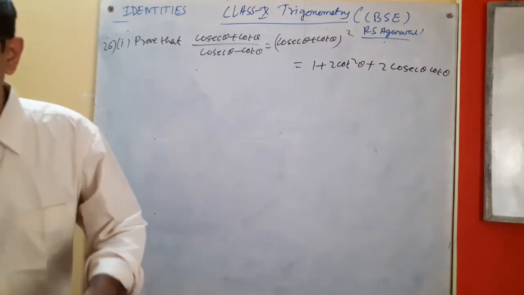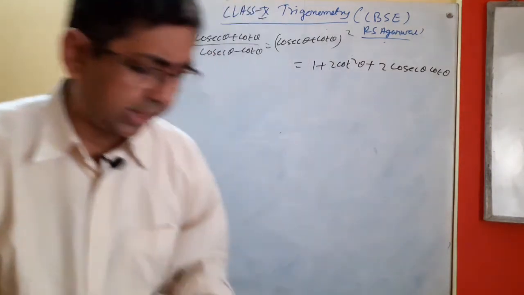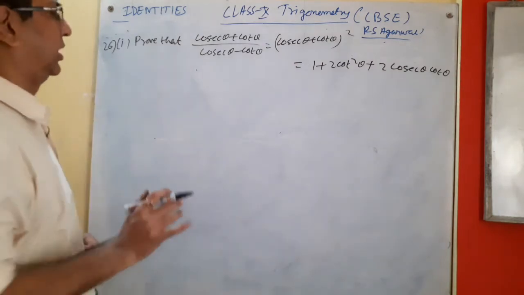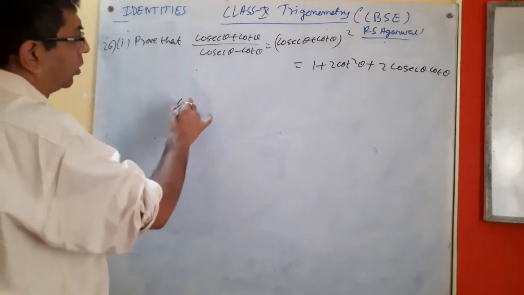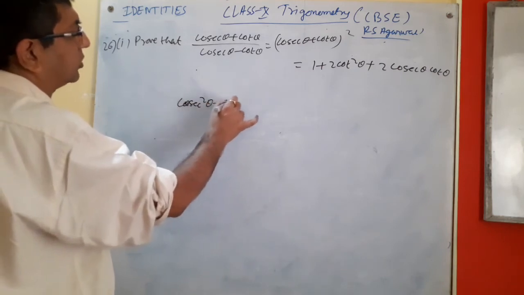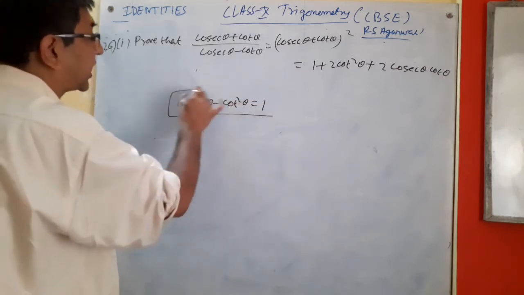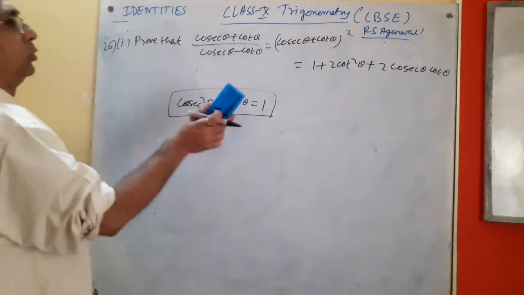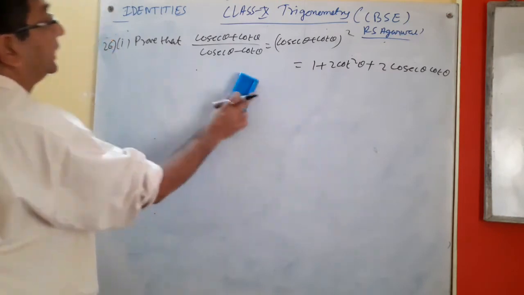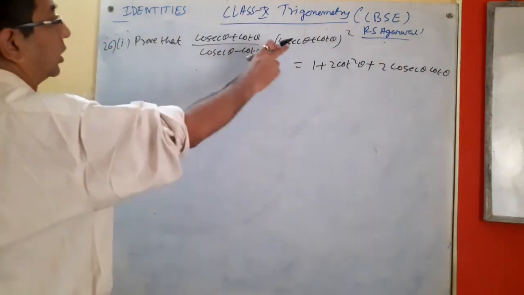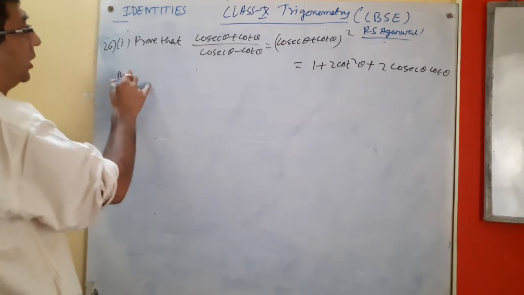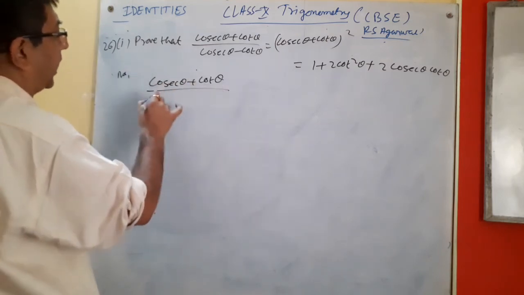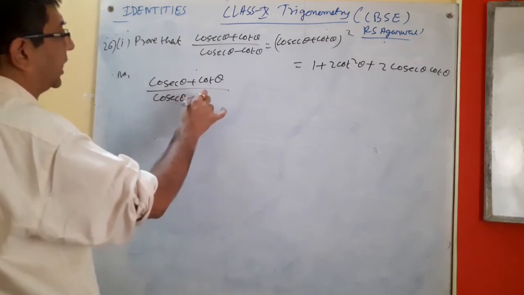Look, this is a very, very good sum. Often it comes in the examination. What we need? Look, cosec theta and cot theta are associated. What is the formula? We know that cosec square theta minus cot square theta equal to 1. This is the key of the sum. We have to use this formula everywhere in this sum. Now, first this one equals this one. Now, write (cosec theta plus cot theta) by (cosec theta minus cot theta).